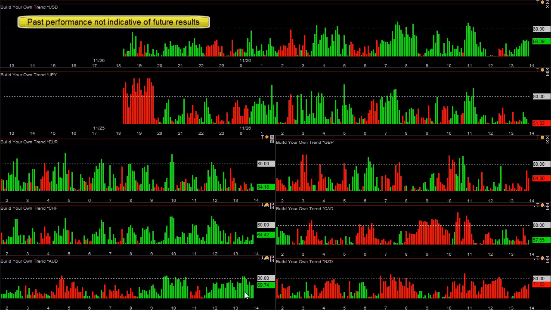Which one is strong? The Swiss is pretty strong, the euro is strong, and also the dollar's very strong at that time, right? So let's bring up the New Zealand dollar. We're looking for sells.